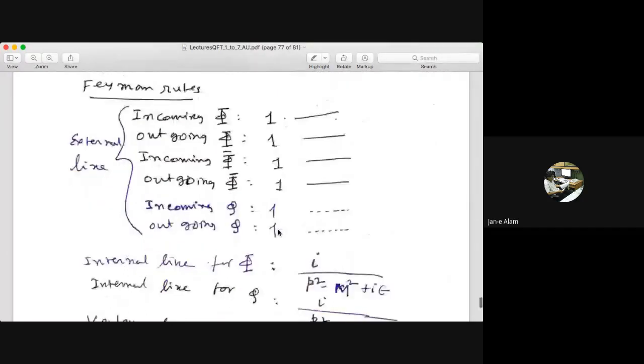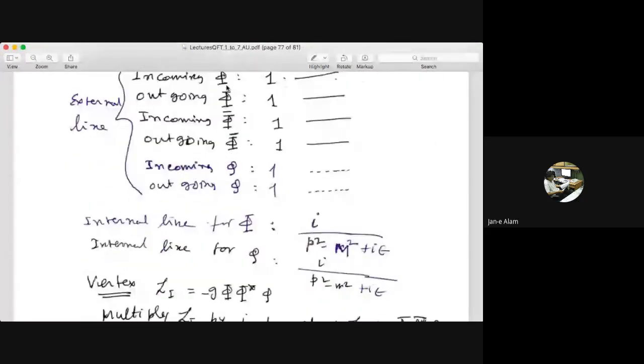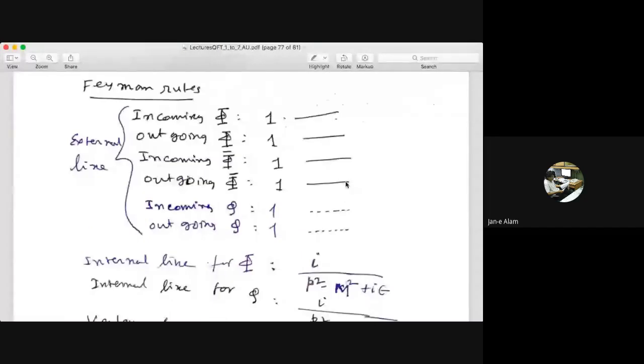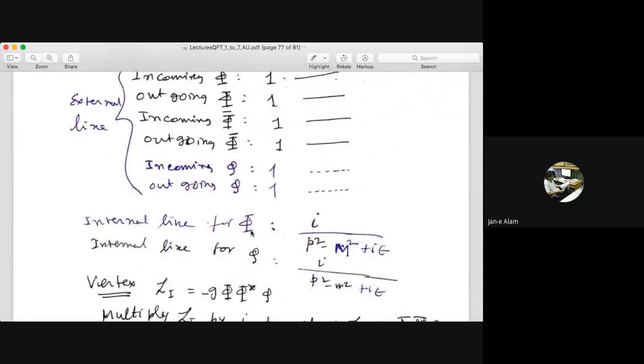Okay, this is number 1. And we have decided that capital phi will be denoted by solid and the small phi by dotted lines, right? You can take the opposite also. Internal line of a Feynman diagram is always denoted by the propagator. And the propagator we have derived, it is i by p squared minus capital M squared, for capital phi.